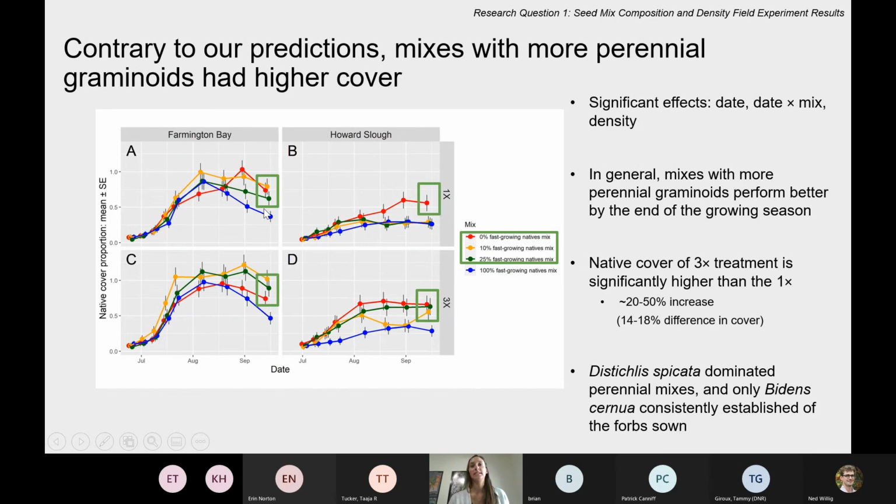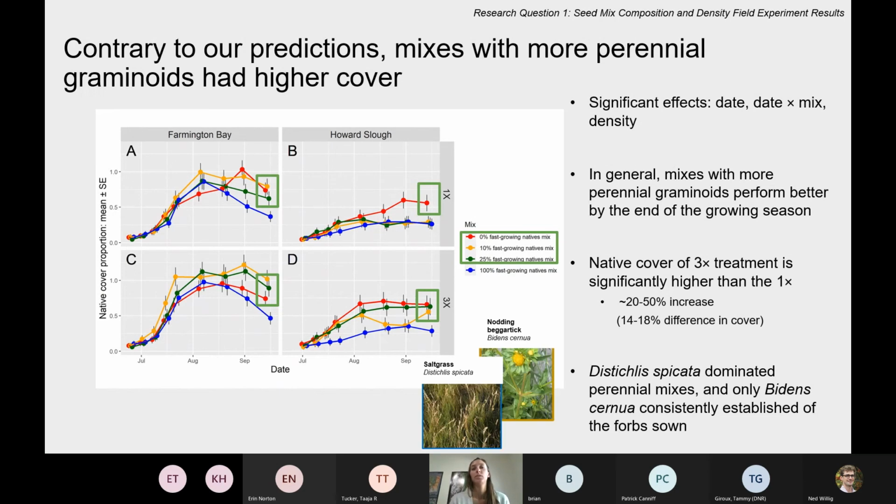So we did see some mix differences. We also saw some density differences. The native cover of the 3x treatment was significantly higher than the 1x, and that was associated with a 20 to 50% increase from the 1x density, which comes out to about 14 to 18% difference in cover. This is opposite of what we predicted and what we would have thought after conducting our greenhouse experiment. So why is it that we saw that the perennial graminoid mixes did better than these fast-growing forb mixes?